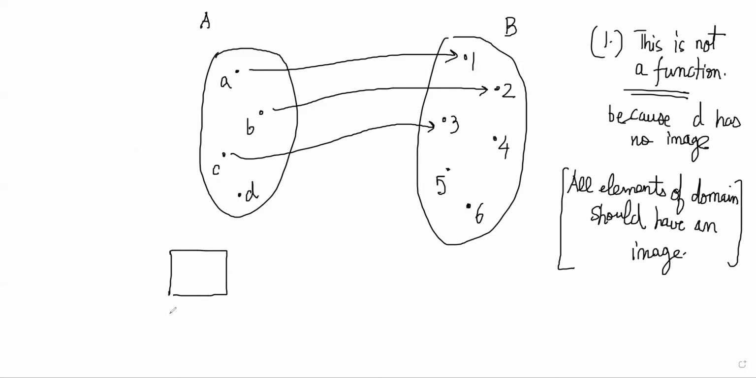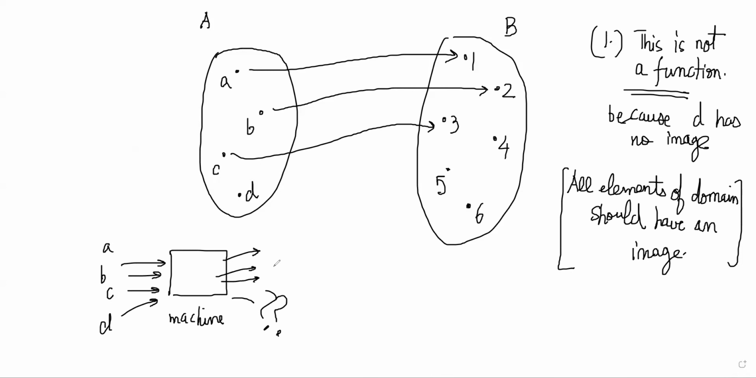The reason is that if you think of a machine, that is not a very good machine. Sometimes it gives output, sometimes it gives nothing. For some inputs it will give nothing. So that will not be a very useful machine if you want to use it for some purpose, because you never know when you will not get anything.